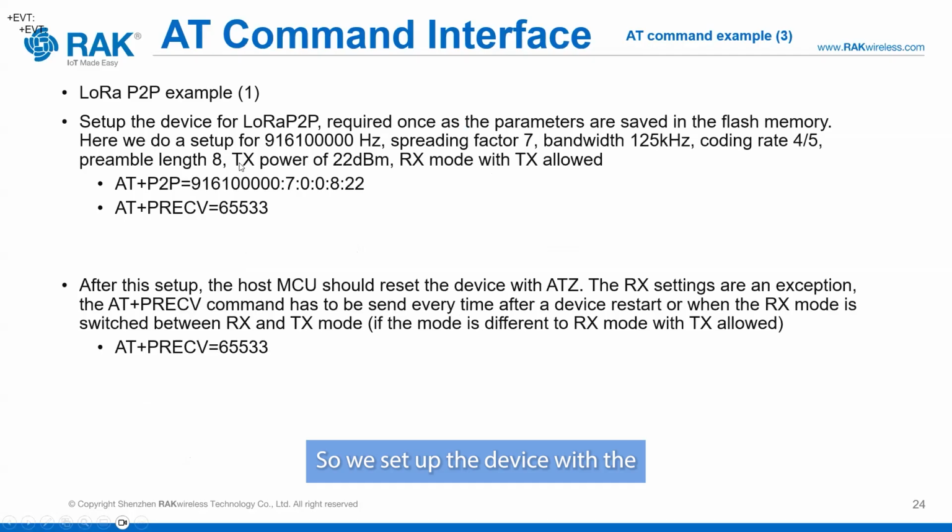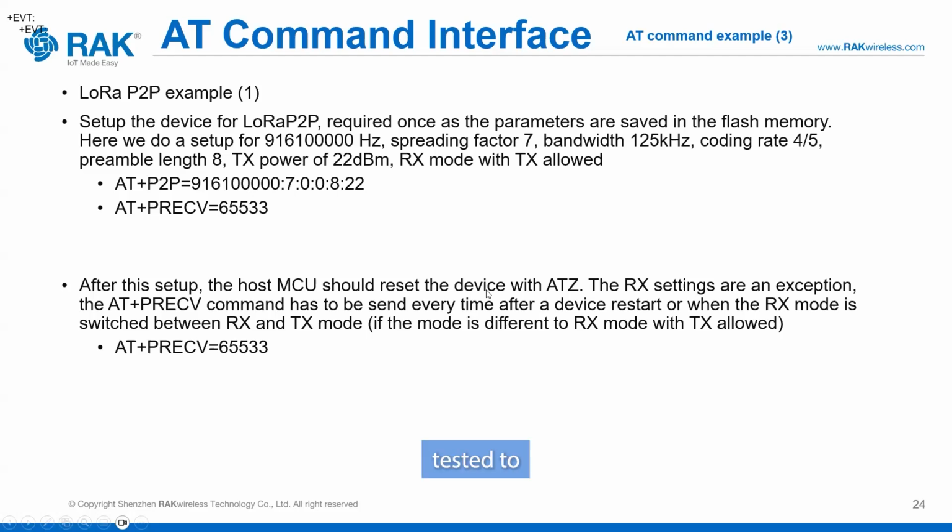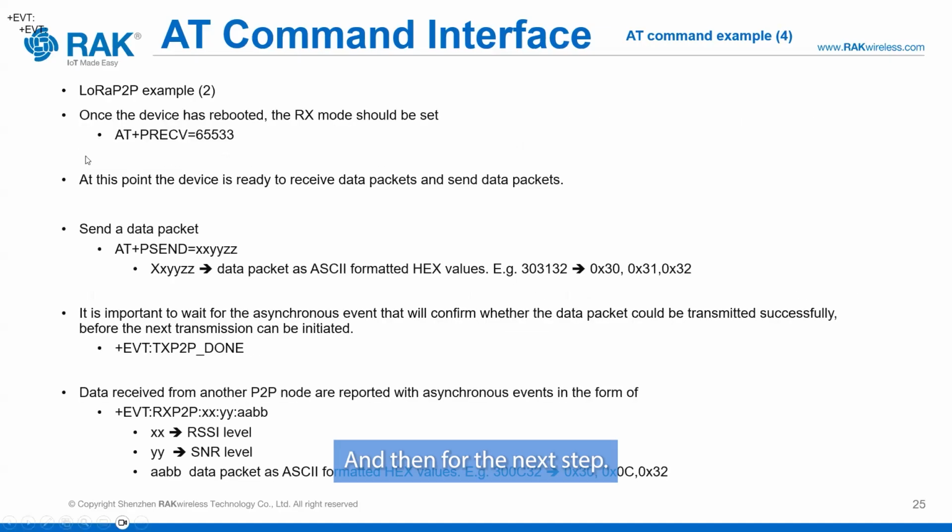So we set up the device with one command, AT plus P2P, with the frequency, the spreading factor, bandwidth, coding rate, the preamble length, and the transmit power. And then we can set the receive to continuous receive with transmit allowed. Now here it's suggested to reset the device and restart the listening. And then for the next step, the device is ready to receive LoRa P2P messages, and it can send LoRa P2P messages.